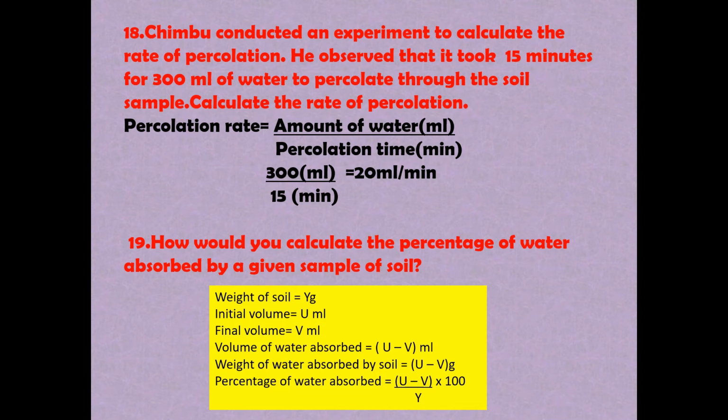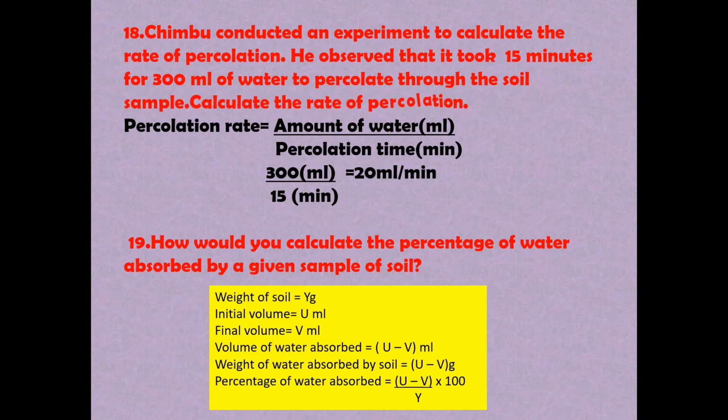Let's check out the next question. Chimbu conducted an experiment to calculate the rate of percolation. So percolation means the rate at which water moves through a soil. He observed that it took 15 minutes for 300 ml of water to percolate through the soil sample. Calculate the rate of percolation.